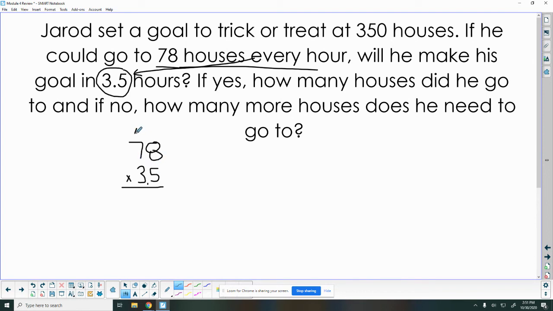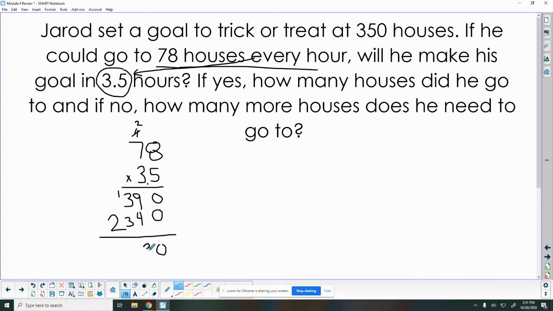So 8 times 5 is 40. Here's 35 plus 4 is 39. And then I need a placeholder because I'm timesing by a number that's 10 times bigger now. 3 times 8 is 24. 3 times 7 is 21 plus 2 is 23. And now I am adding these up.